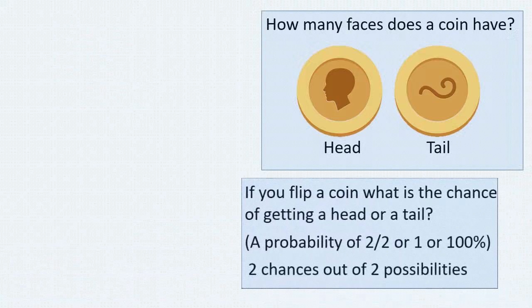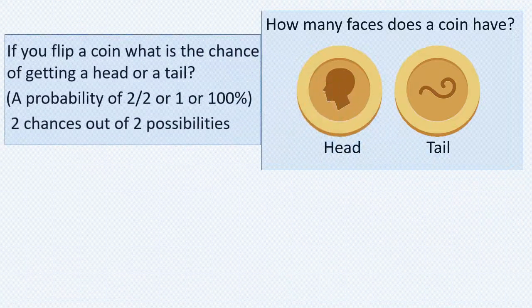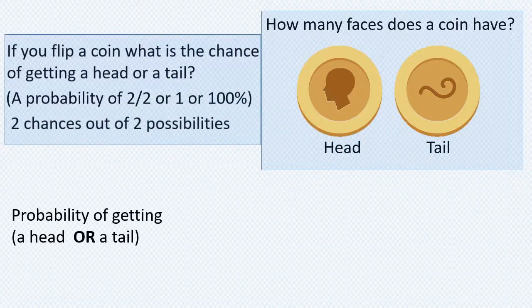Now, if you would like to present this in a mathematical form, we can say that the probability of getting a head or a tail equals the probability of getting a head, which is 1 out of 2 chances, plus the probability of getting a tail, which is also 1 out of 2 chances. So the summation would finally be 1 or 100%.